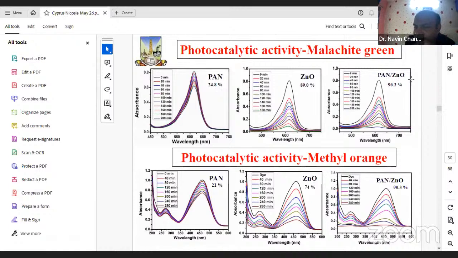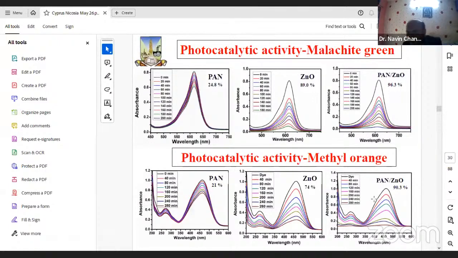But the combination, that is a decoration of zinc oxide over the surface of the PAN, gives a very interesting degradation, that is 96.3% degradation of the malachite green. At 200 minutes, nearby 100% degradation is observed, that is 96.3%. When we talk about methyl orange, PAN singly shows 21% degradation. In case of zinc oxide nanorods, 74% degradation. But PAN zinc oxide hybrid nanofiber shows 90.3% degradation.